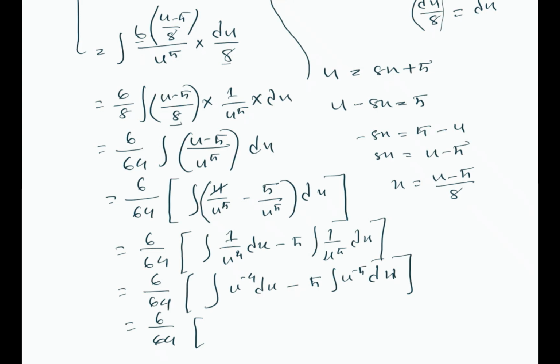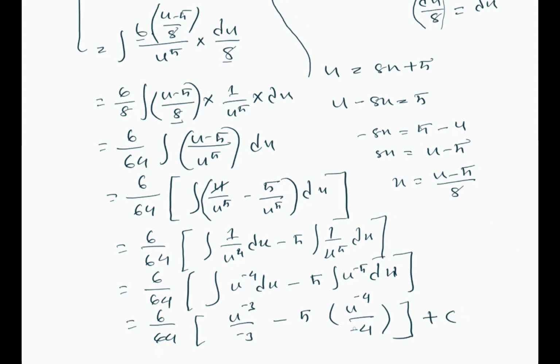According to the power rule of integration, it would be u to the power minus 4 plus 1. What is the answer? Minus 3. So minus 3 minus 5, and u to the power minus 5 plus 1, it would be minus 4. Okay, so we can put a third bracket and we can put a constant c. See, here we have one negative sign, they get cancelled, and we can simplify it a little further.